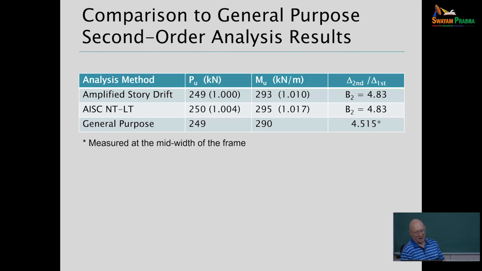okay, 249. So pretty much right on the nose to 3 significant digits with the amplified story drift method. Just a wee bit conservative with the NT-LT method. The moment, okay, all right, we're between 1 to 2% larger than the rigorous solution. And the B2, in terms of second order drift to first order drift, 4.515.